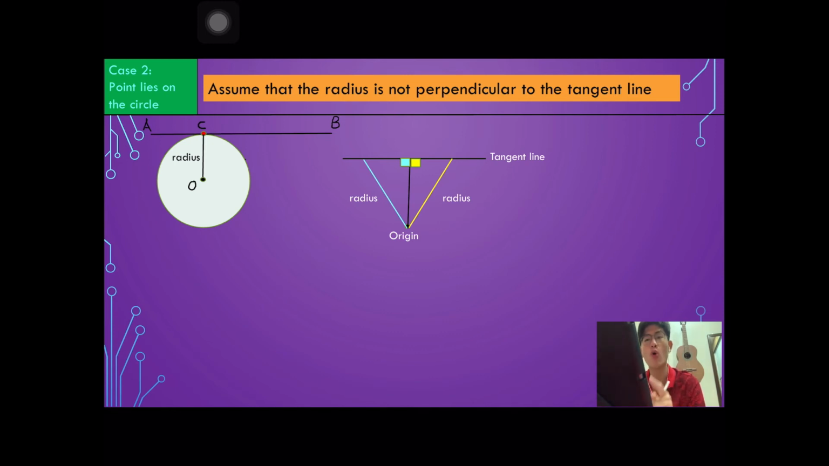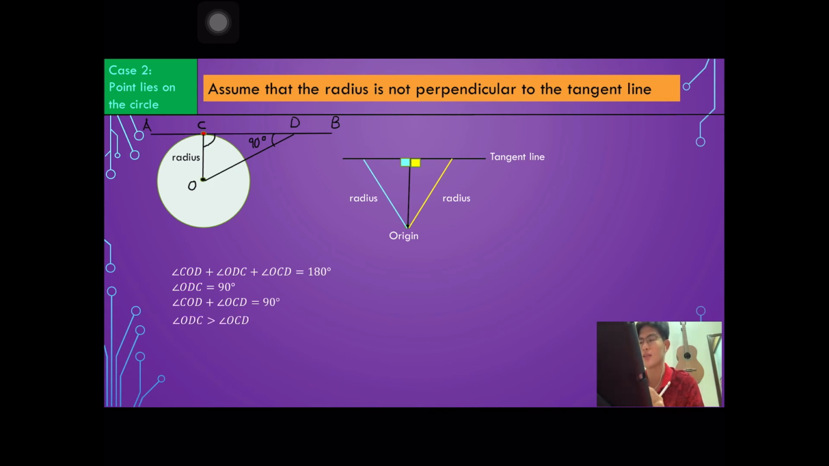So, there will always exist another point on the tangent line AB that is perpendicular to the origin of this circle. Let's label the point as point D. As we have known, the total internal angle of a triangle is 180 degrees. From the diagram, we can see that angle ODC is equal to 90 degrees, which means the other two angles of the triangle will add up to 90 degrees. And we can conclude that angle ODC is always greater than angle OCD.